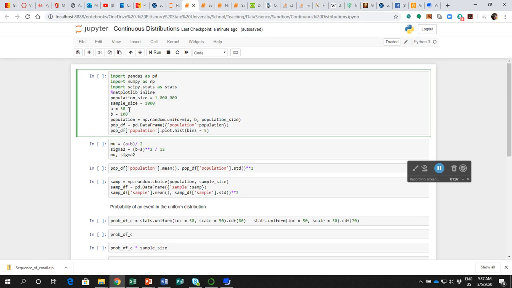Now, in particular, I'm going to be setting up a population of data that's uniformly distributed. So X twiddle U(a, b). I've set up my a as 50 and my b as 100. And I set my population here. The population is np.random.uniform, beginning at a and ending at b, and with the population size.